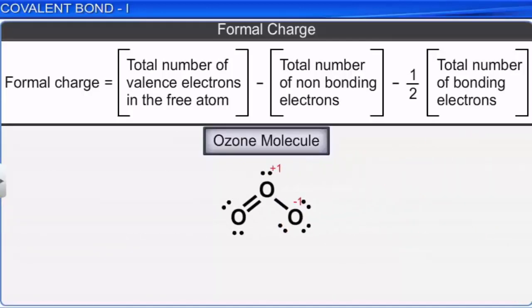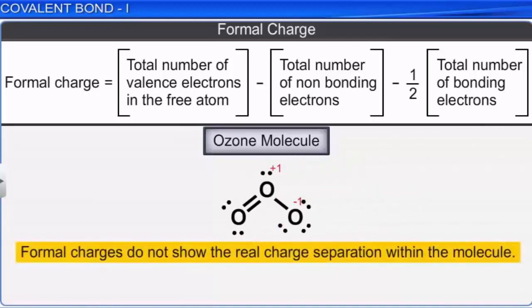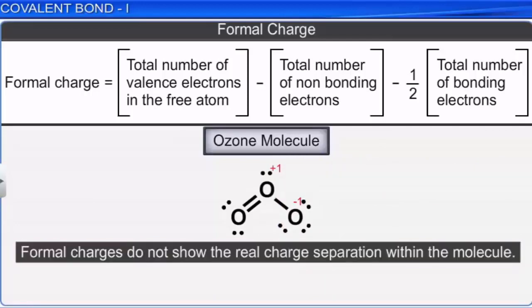Remember that the formal charges do not show the real charge separation within the molecule. Formal charges are useful to predict the most stable structure among the possible Lewis dot structures of the compound.